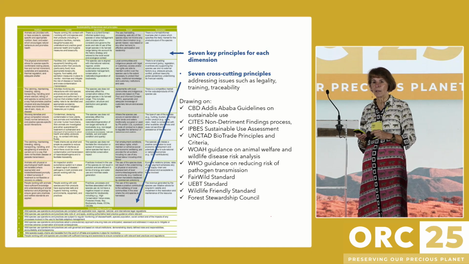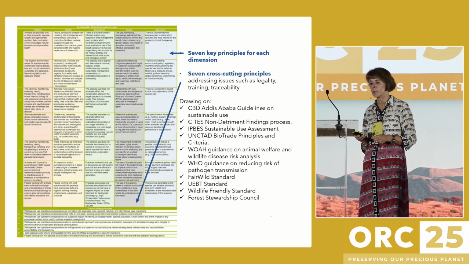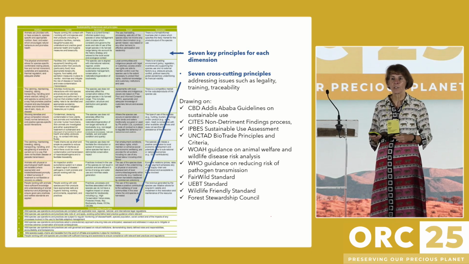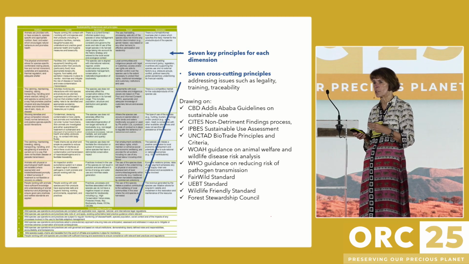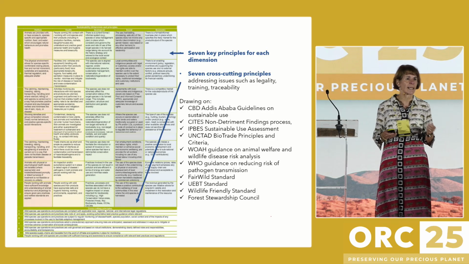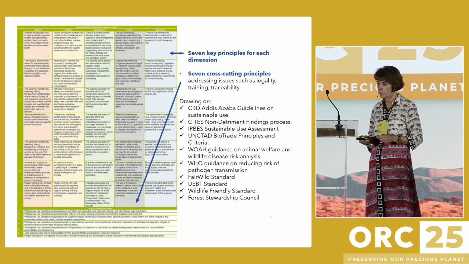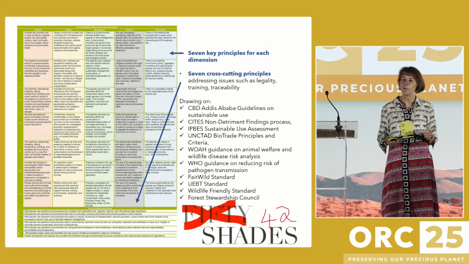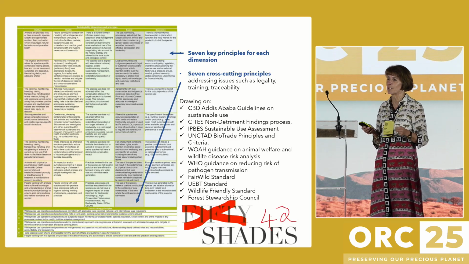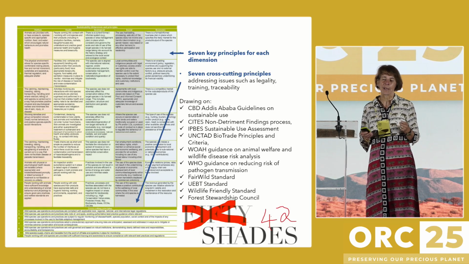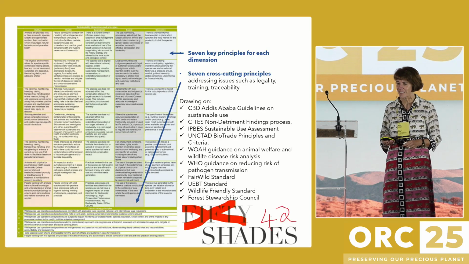And then we synthesized all of these down and came up with 7 core principles for each of our 5 dimensions, as well as 7 cross-cutting principles which were relevant to all of the dimensions, and they concerned issues such as legality, traceability, adaptive management, and so on. We really desperately wanted to come up with 50 principles overall so that we could justify our 50 Shades of Sustainability name, but we only had 42, so it's 42 Shades of Sustainability. That's what we had to stick with.